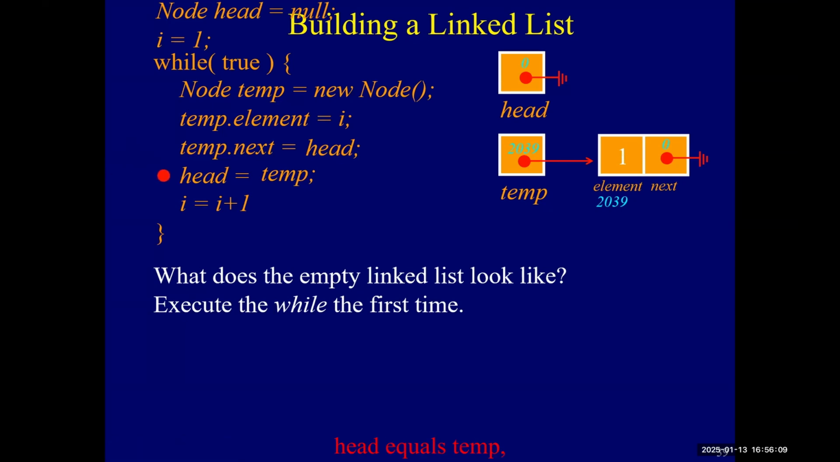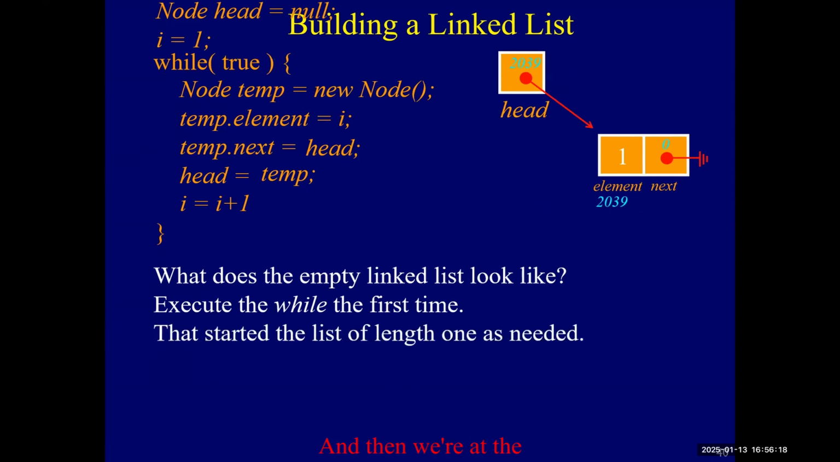All right, head equals temp, right? So now head's going to point the same place. And then we're at the top of the loop again. And did we maintain the loop invariant? Absolutely we did. We started with a list of size 0, and the same code gave us a list of size 1, a list of size 2, a list of size 3. Everybody good?